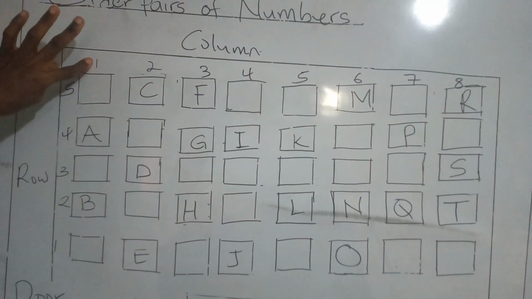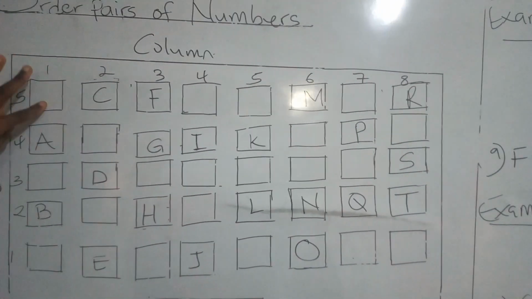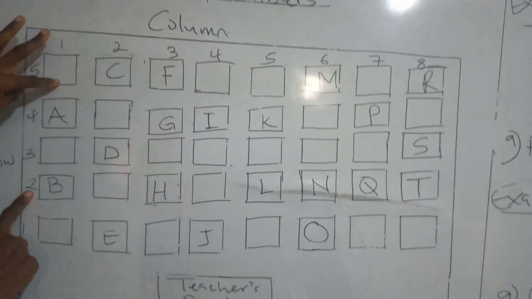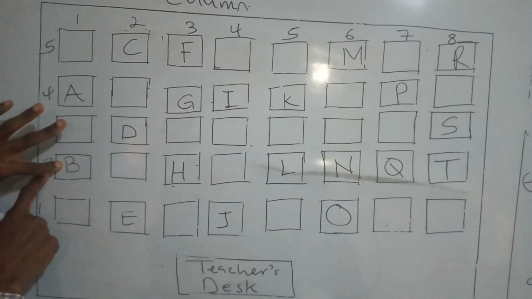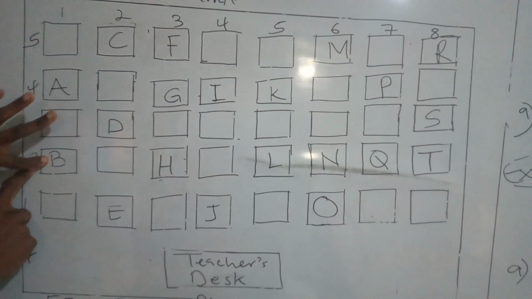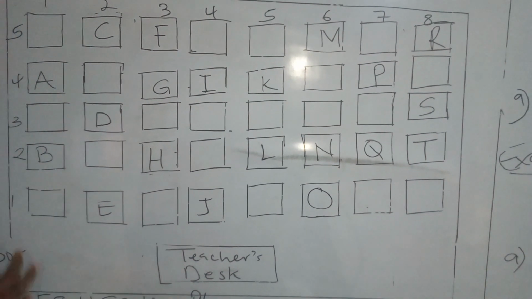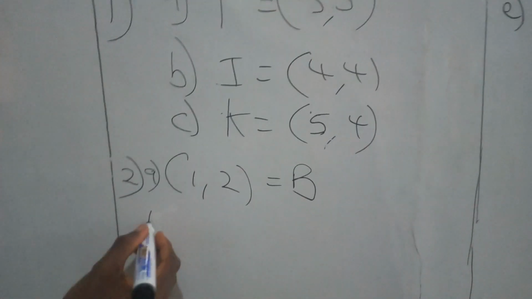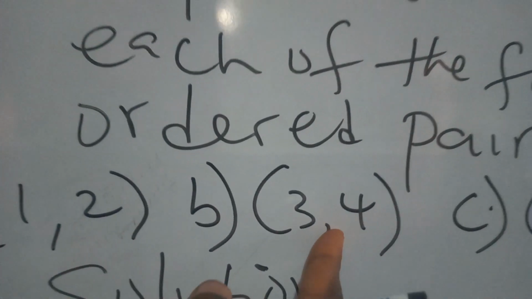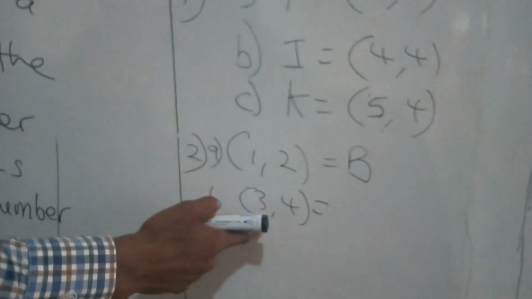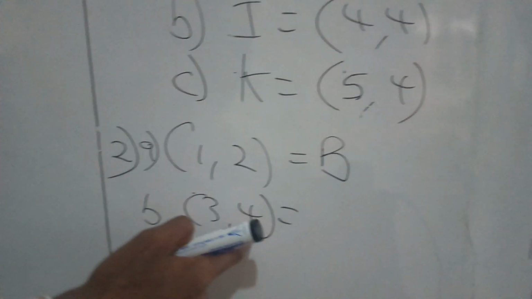So I will look for the column 1. So I'm going to trace the 1 down until I get to the second number, which is 2. So where's that number? Where's the letter? The letter is what? B. So my answer for the first one is B. The next one is 3 and 4. So my 3 stands for what? The column number. My 4 stands for the row number.